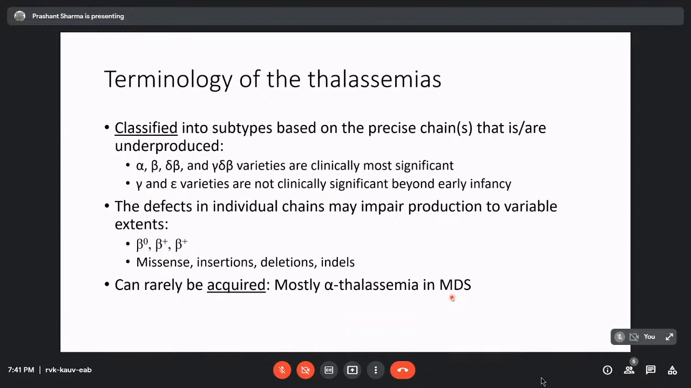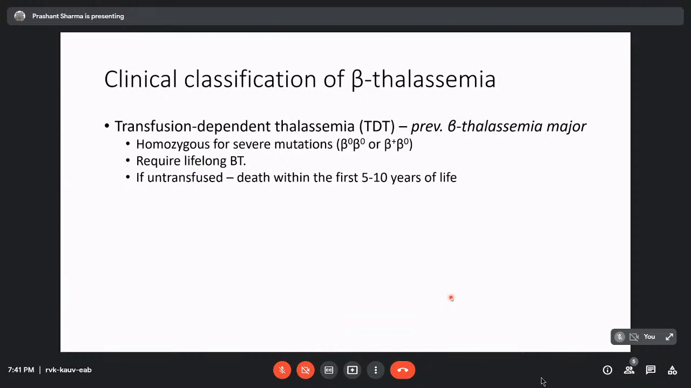The classification of beta thalassemia that we use most often, however, is the one which is clinically based. In this, the most severe form of the disease is called transfusion-dependent beta thalassemia, or TDT. This was previously known as beta thalassemia major. Most of these patients are going to be homozygous for a severe mutation, so a combination of beta naught, beta naught, or beta naught, beta plus. These people are going to require lifelong blood transfusions to sustain life, and if we don't transfuse them, they are going to die within the first 5 years or so of their life.